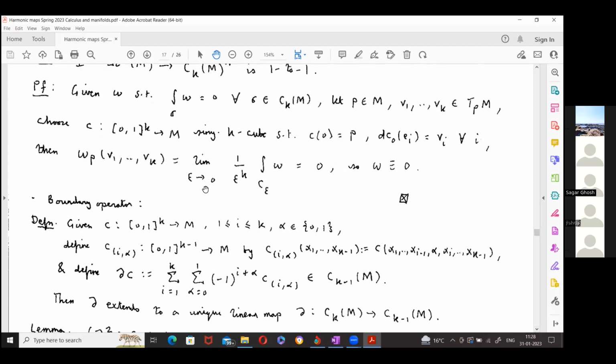The point is we can write this as a limit of integrals over small cubes divided by an appropriate factor, 1 over epsilon to the k.